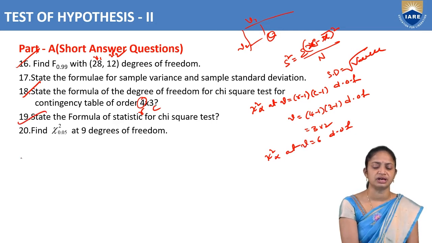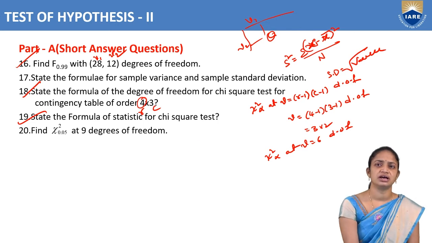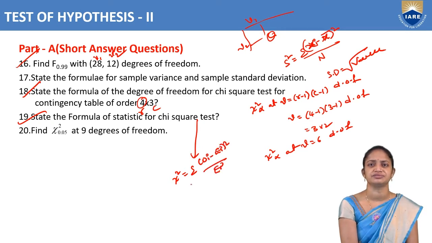State the formula for test statistic for chi-square test. So chi-square test formula is chi-square equal to summation (Oi minus Ei) whole square by Ei. So this is the formula for chi-square distribution.